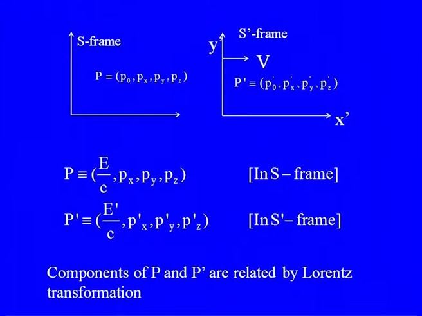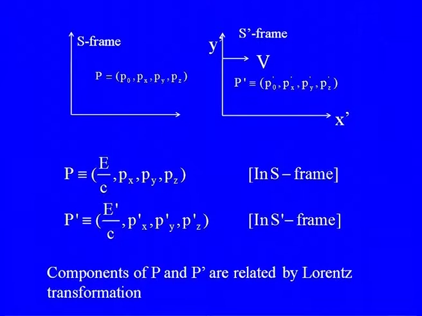The components are related by the Lorentz transformations, and then the norm is invariant. Fine. So, just to put things in perspective again, if we talk of a 4 vector, the momentum 4 vector here, the 0th component is E by c, that's the energy by c, and then Px, Py, Pz are the other 3 components.